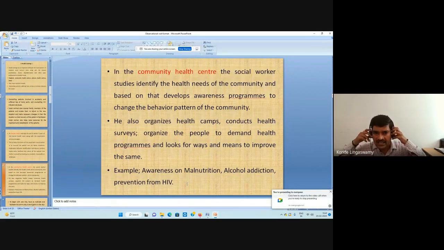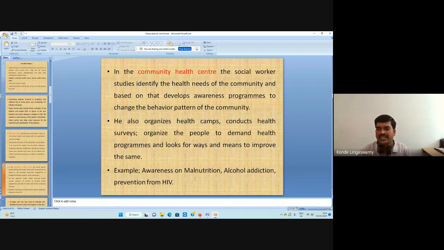For example, in a community health center, you can conduct one awareness program on malnutrition. Why? If you are placed in that organization in the particular locality and you find a nutritional problem, children suffering from a nutritional problem, you conduct one awareness program on malnutrition. You can invite a pediatric doctor, a children's doctor, and conduct one orientation awareness program on the particular problem.